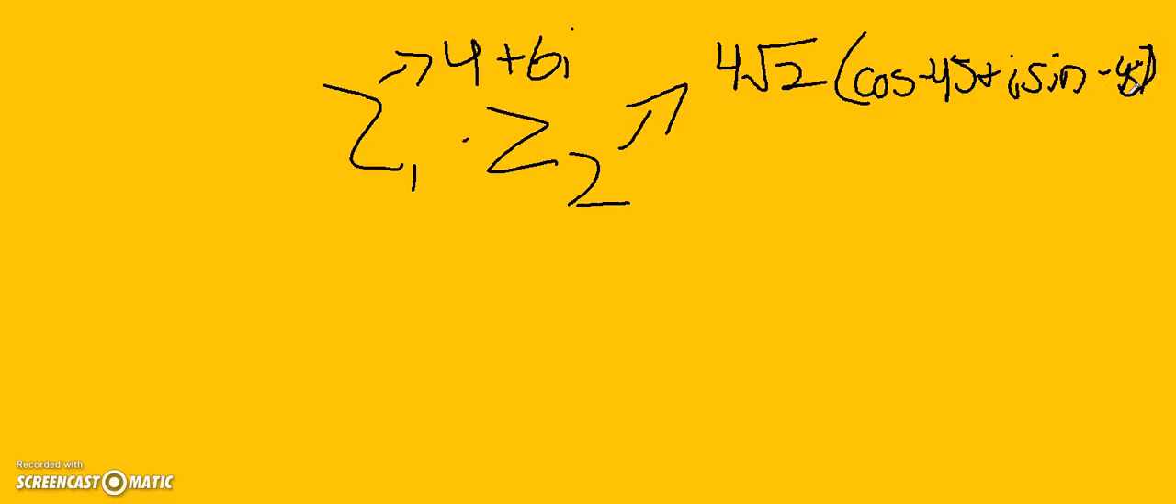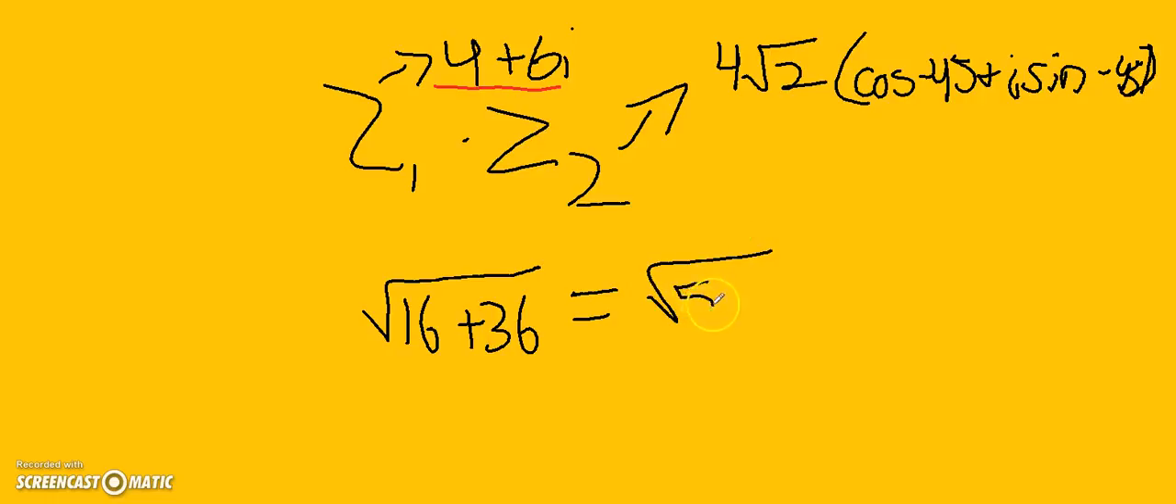So before we can multiply this, we have to convert this into trig form. So remember, we have to use our identities. We know that r is equal to the square root of 4 squared, which is 16, plus 36. This equals the square root of 52. I'm just trying to see if there are any perfect squares. Yeah, 4 is a perfect square, so this is equal to 2 root 13.